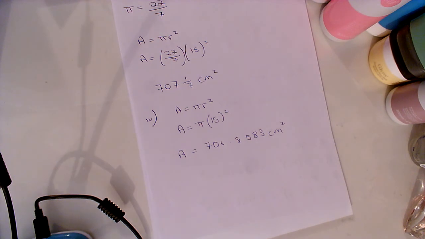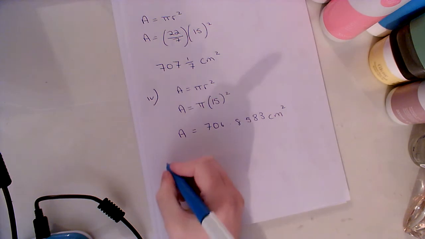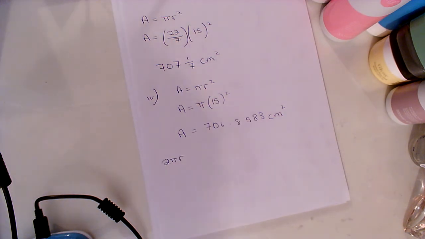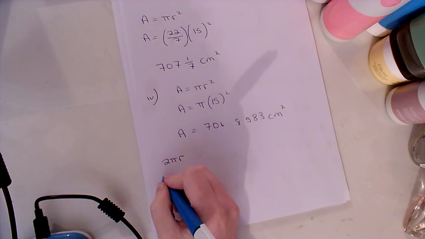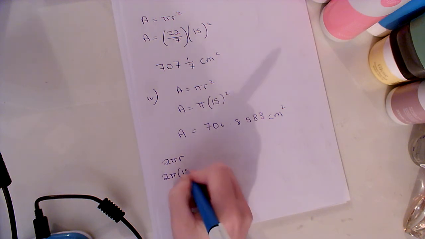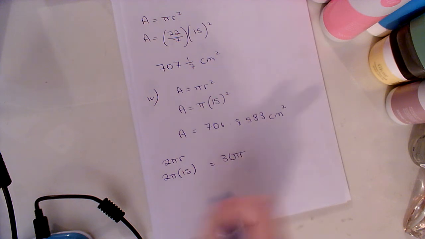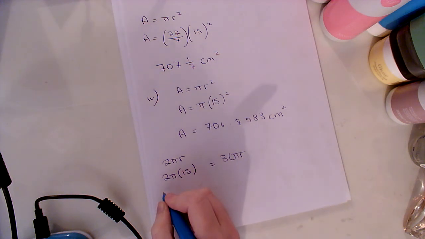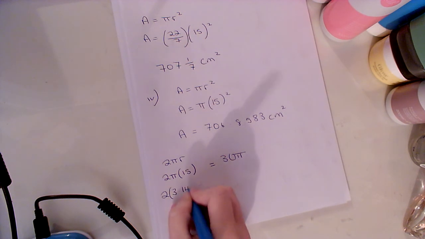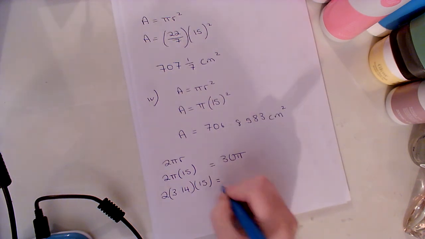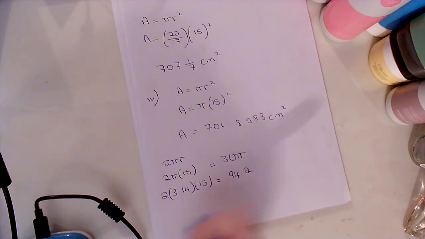Okay, they also wanted me to find the circumference of the circle. The formula is 2 pi r. The first one I'll do, I want the answer in terms of pi. So I have 2 pi bracket my 15, and my answer in terms of pi will just be 30 pi. The second one, they want pi is equal to 3.14, so I'll go 2 bracket 3.14 bracket my 15, and when I put that into the calculator I'll get 94.2.